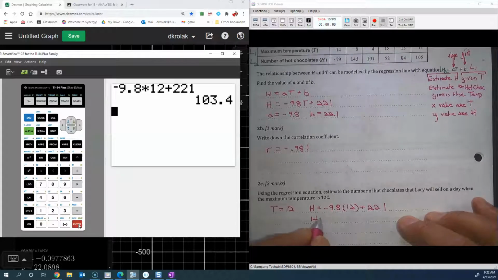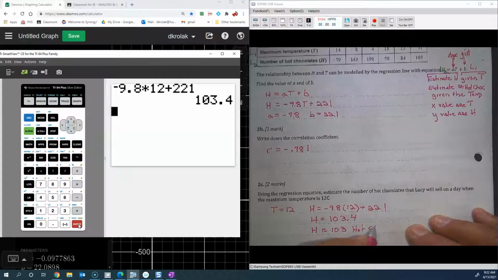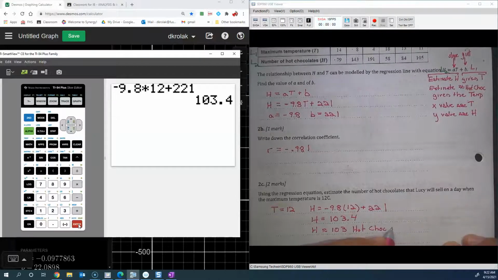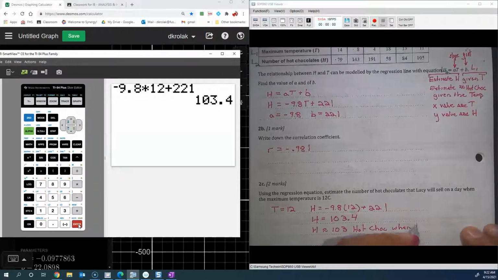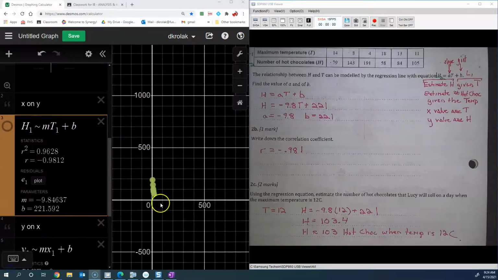And that's 103.4. Well, you can't sell 0.4. So we'd say 103 hot chocolates when the temperature is 12 degrees Celsius. Here's on Desmos.